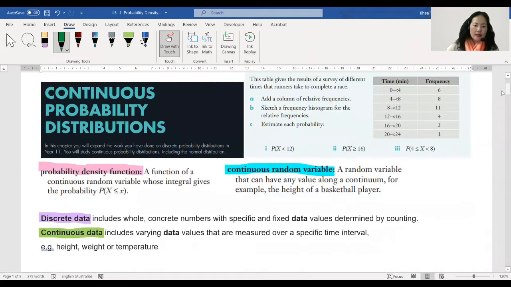Now, probability density function, continuous random variable, which means random outcome. As you can see, it's something to do with a continuous random variable, with an integral that gives the probability. Now, there's also something to do with discrete data and continuous data, so I'll put that in there. It's not that important, but I think it's something that comes from their area.